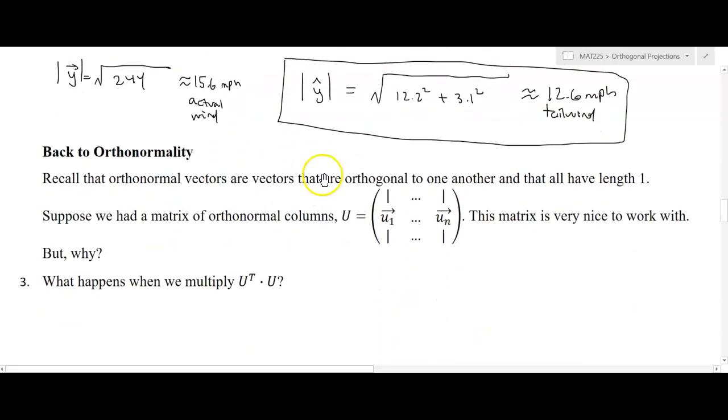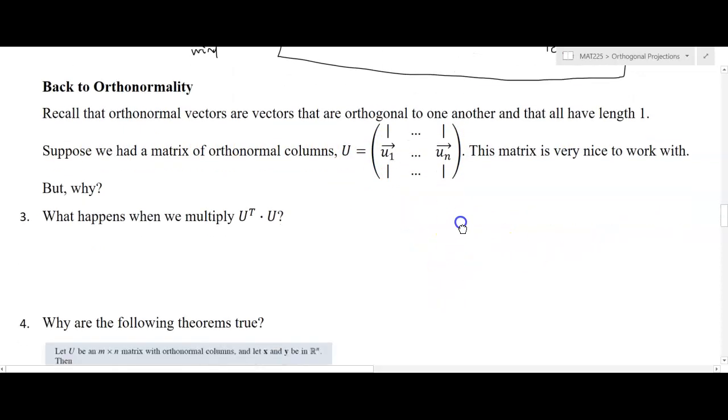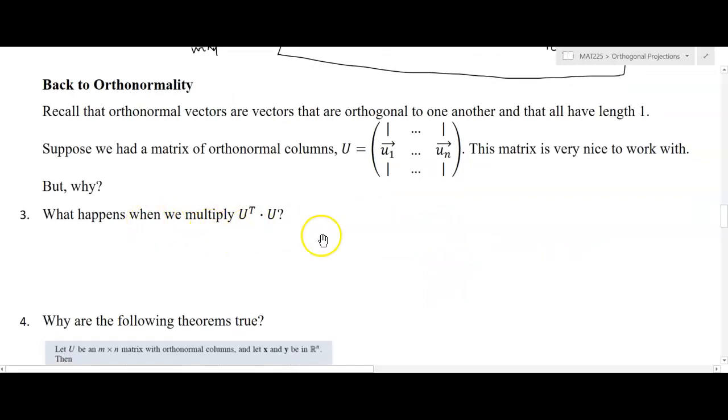Now, another feature: we mentioned orthonormal vectors, which are just vectors that are orthogonal to one another and that have been scaled to have length 1. So if we have an orthogonal set of vectors and then we divide them by their magnitude, we'll be able to get orthonormal. Normal refers to of unit length. Suppose we had a matrix of orthonormal columns, U equals u1 up to un. This matrix is very nice to work with, but why? What happens when we multiply U transpose times U?